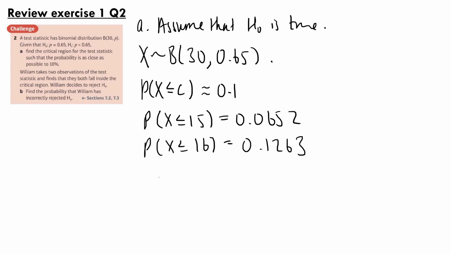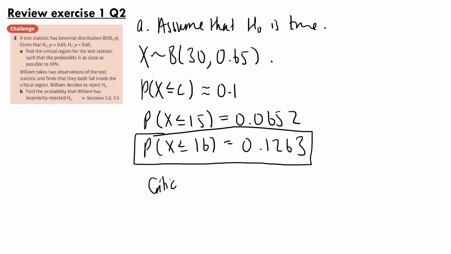And so we can see that the value that is closest to 0.1 is the probability X is less than or equal to 16. So our critical region is X is less than or equal to 16.